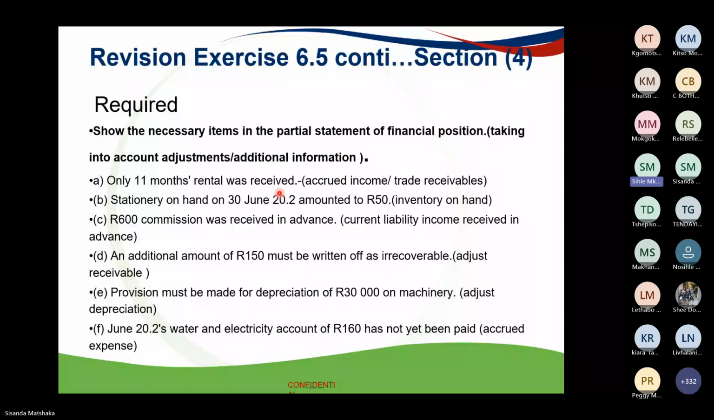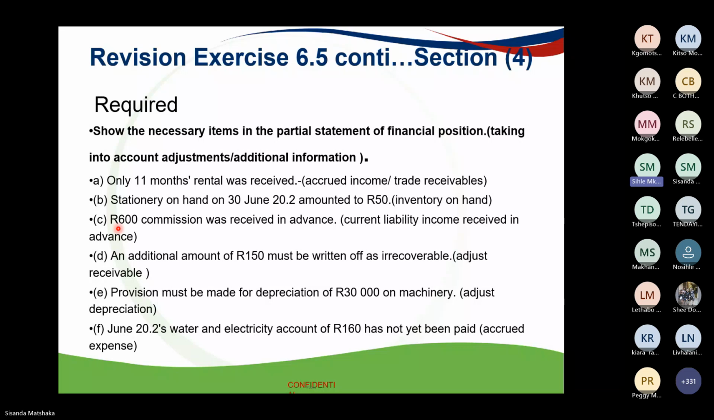Then when you go down to the additional information, they highlight that there was stationery on hand. I think one of the points mentioned by Letitia was that at the end of the year, the company makes the inventory count. So in this situation, the stationery that was on hand on the 30th June 2022 amounted to 50 rand, which means this amount you're also going to show on the face of the statement of financial position.